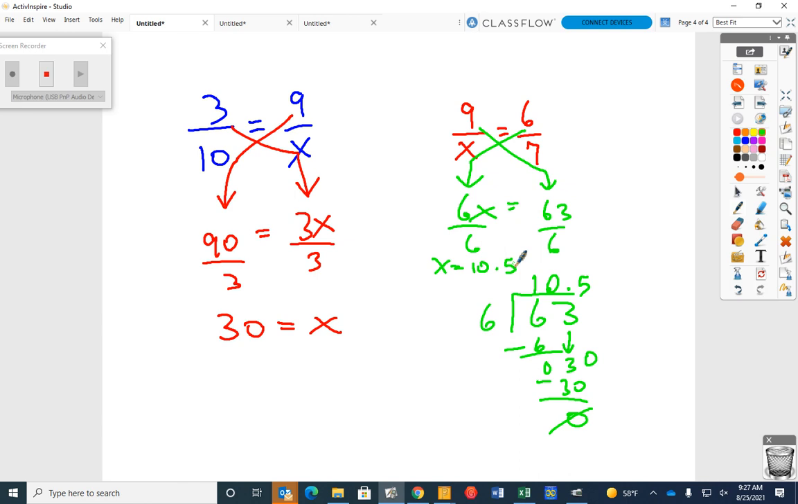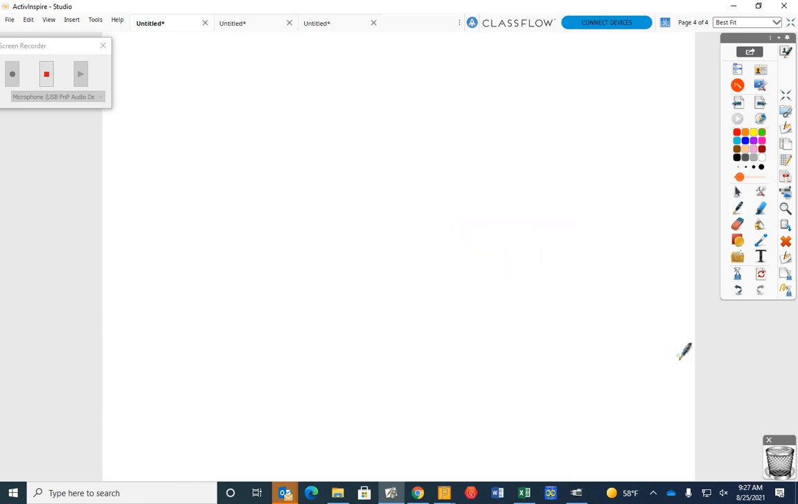Try this one completely on your own, doing the exact same thing we just did. Raise your hand when you get an answer. 2 over x equals 5 over 8. Try that one.